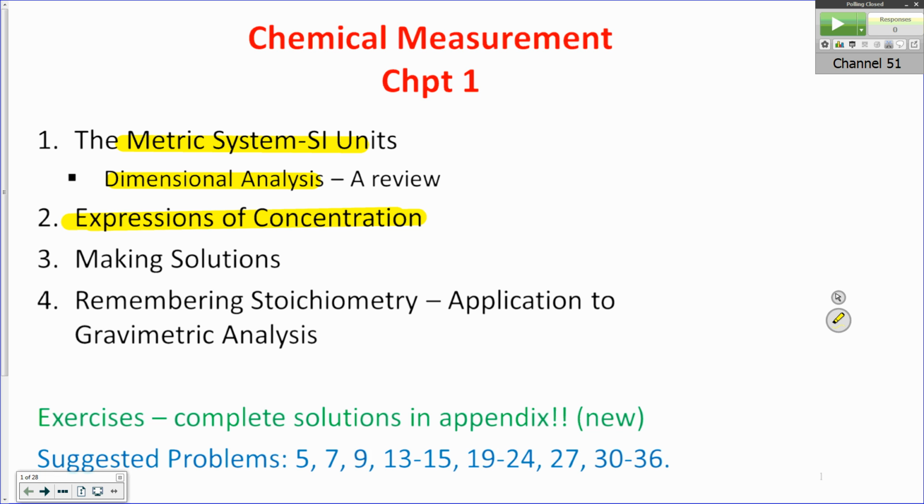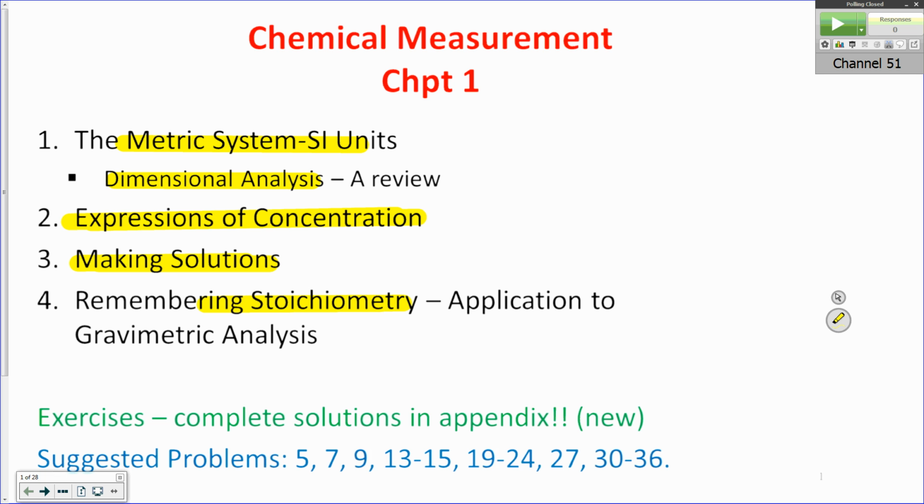All right, we're going to talk a little bit about making some solutions up and using the dilution equations. We'll talk a little bit about some stoichiometry, which we learned in Gen Chem, you learned in organic, doing percent yields and stuff, but we're going to do a couple of applications to gravimetric analysis in particular.